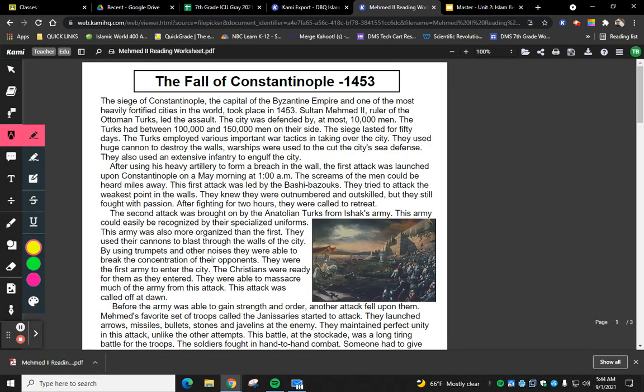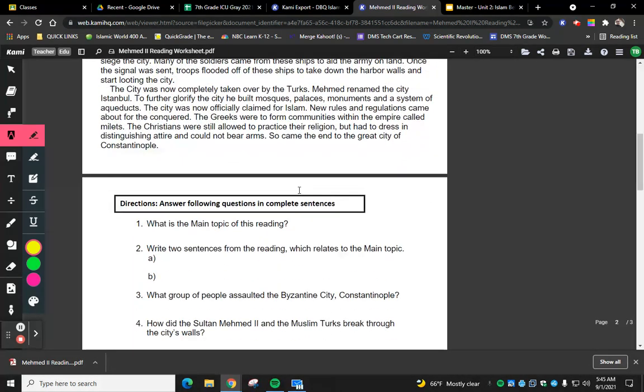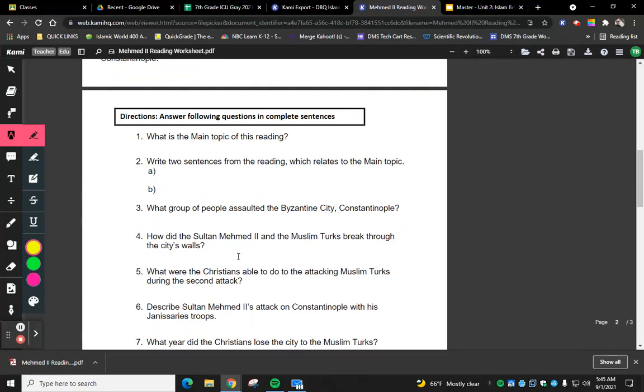So, what we are doing today is we are going to read a little bit of an excerpt about how Mehmed II took over the city of Constantinople. Now, this goes along with our standard talking about how Mehmed II was important, including the fall of Constantinople and the establishment of the Ottoman Empire. So, what we need to be able to do today is read through the article and we need to answer the questions on page 2.